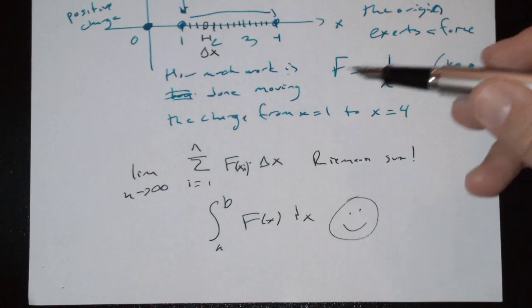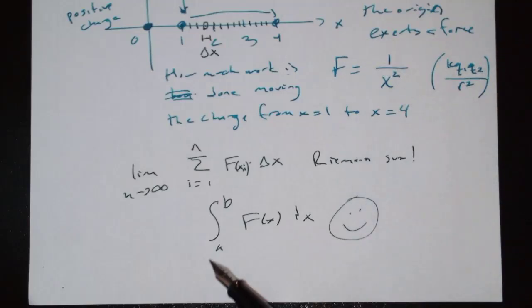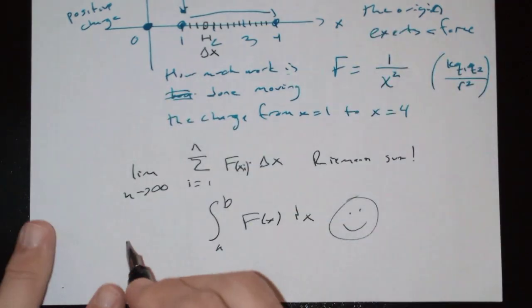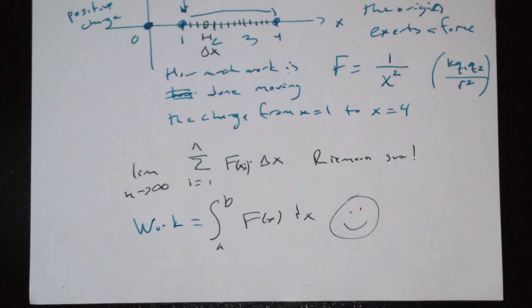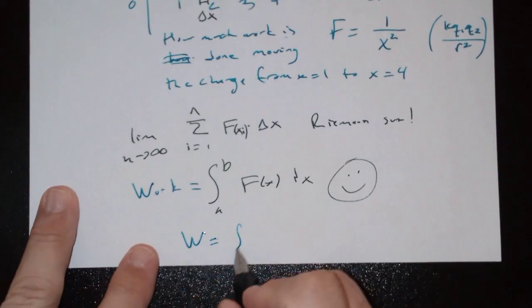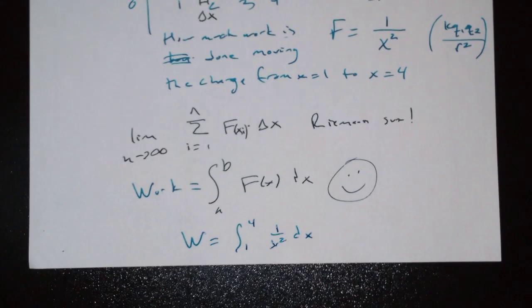Well, notice I have a function of x right here that is my force. And I know where I'm starting my movement and where I'm ending my movement. I start at 1 unit. I end at 4 units. If I want to know the total work done by a changing force, I just have to integrate. So in this particular problem, I have to do that integral. Please do that integral.